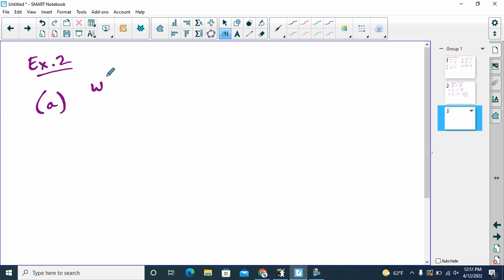Let's go w to the 7th times w to the 4th divided by w to the 8th. We're going to take care of these one step at a time. Notice in the numerator, I'm multiplying two things. When I multiply, I add up the exponents. So I'm going to do 7 plus 4 gives me 11.